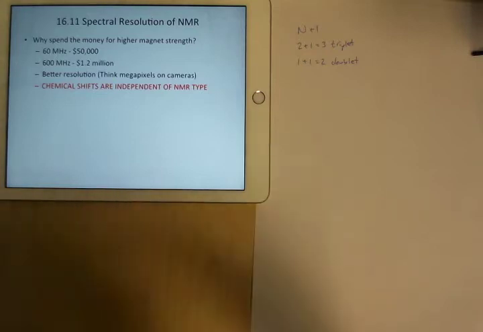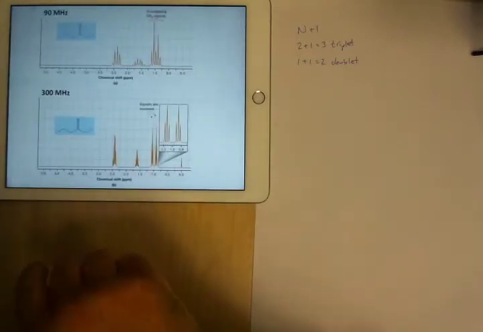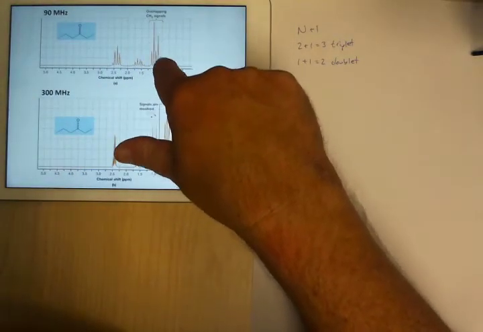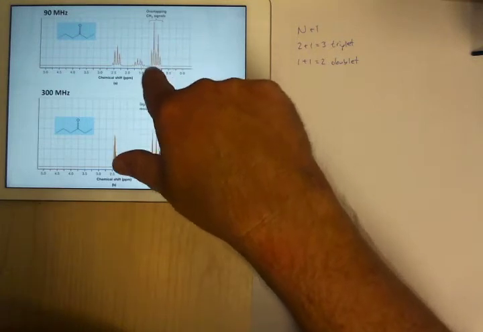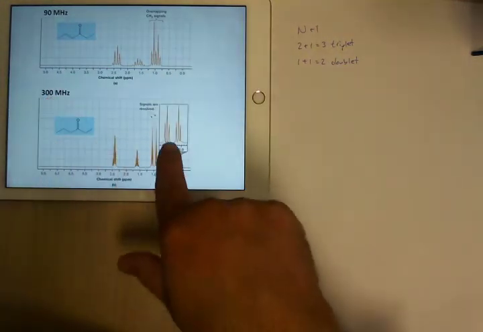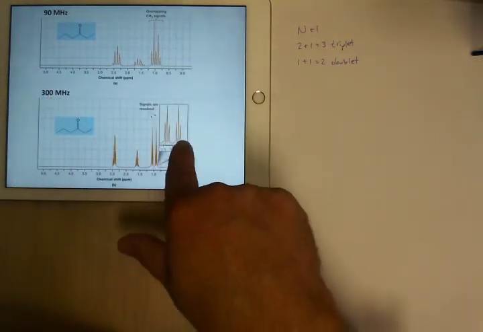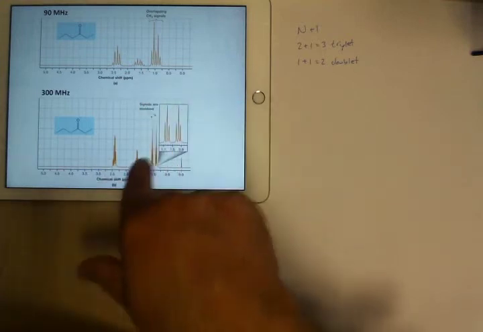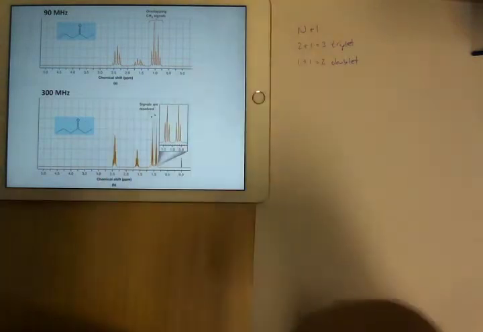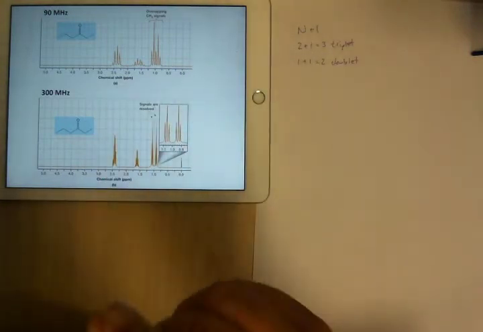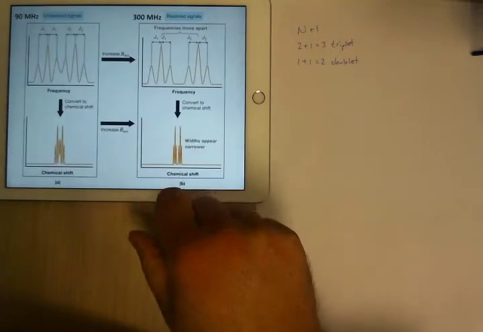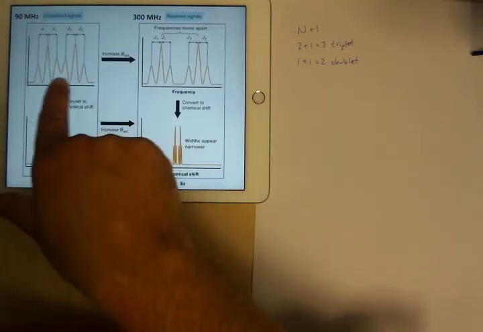So that's what you're looking for. If you look in here, where overlap comes in is overlapping signals. On a 90 megahertz machine, it's going to look like this, but on a 300 megahertz machine, you're going to be able to separate out these two triplets here. Here, they're sort of smashed on top of each other. Even though it gives the same signal, it's a much finer signal, so you can see better resolution. These aren't resolved well.